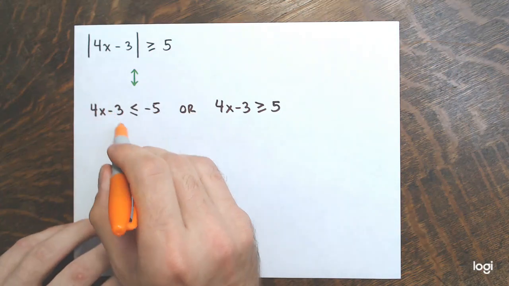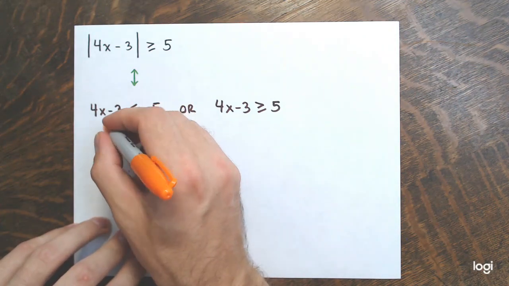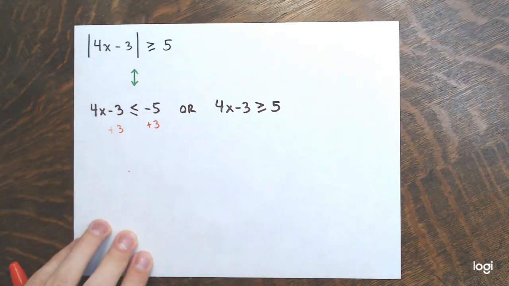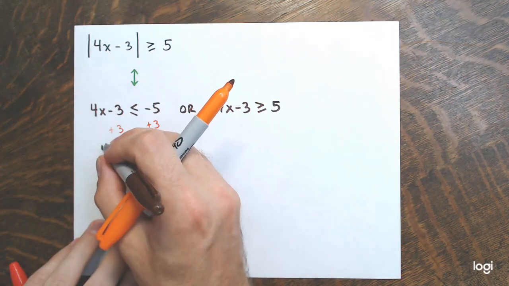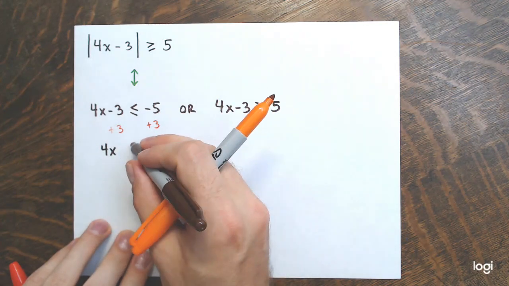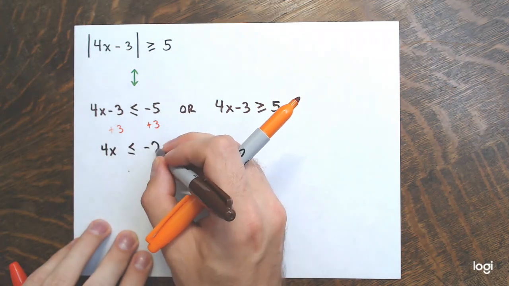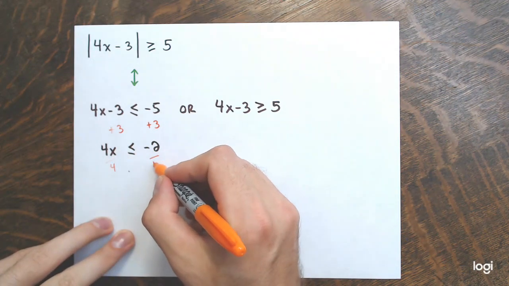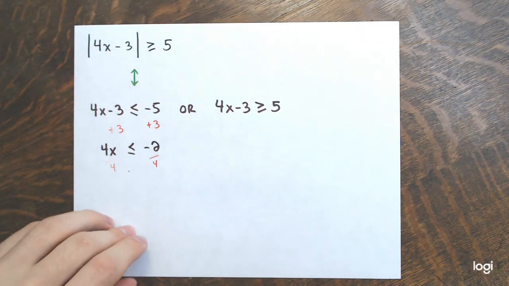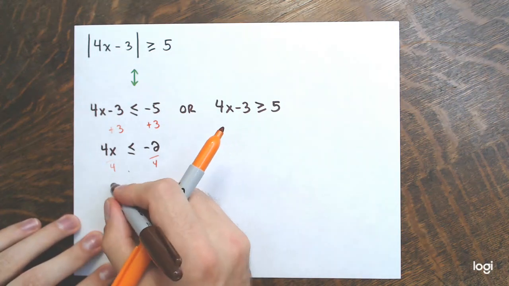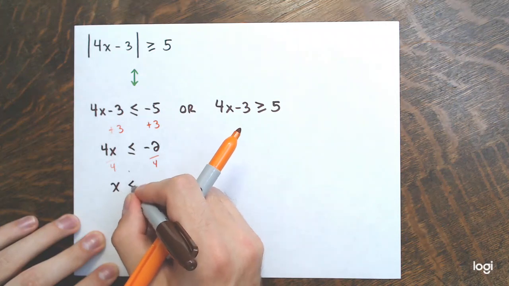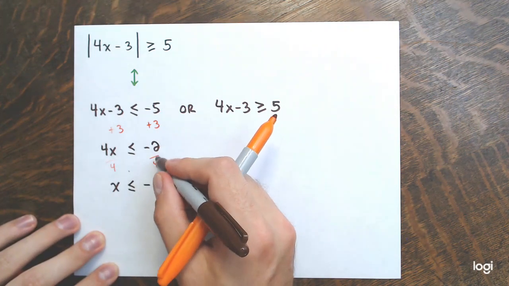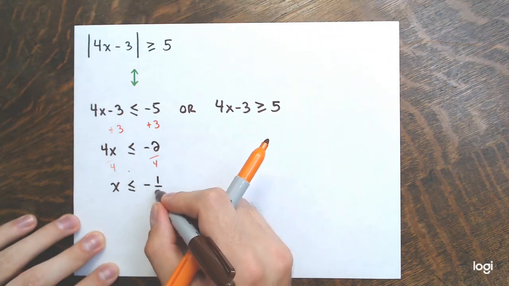All right, so for this one on the left, to solve for x, I'd first be adding 3 to both sides. That would leave me with 4x on the left is less than or equal to -2 on the right. And then I would divide both sides by +4, right? And dividing by a positive number does not change the inequality's direction. So you'd have x is still less than or equal to, and then -2 divided by +4 would be negative, and then 2/4 reduces to 1/2.